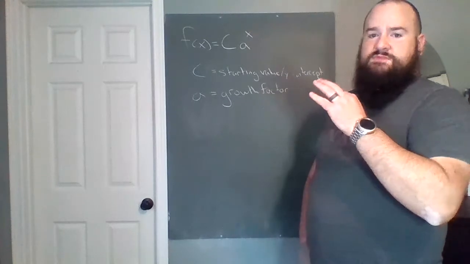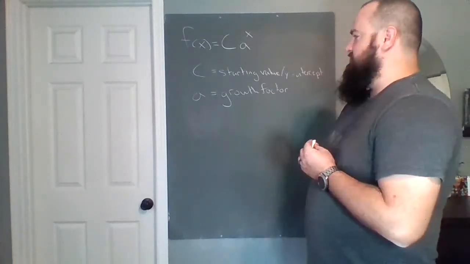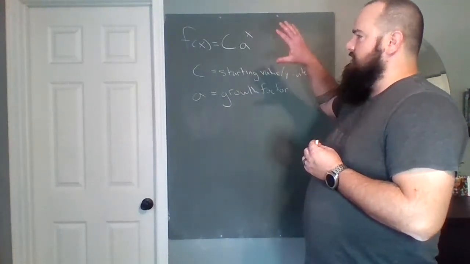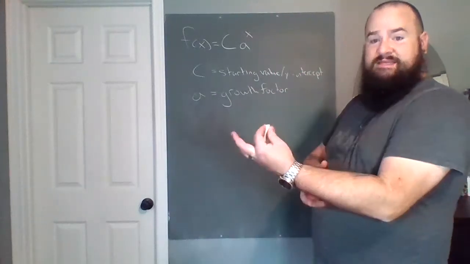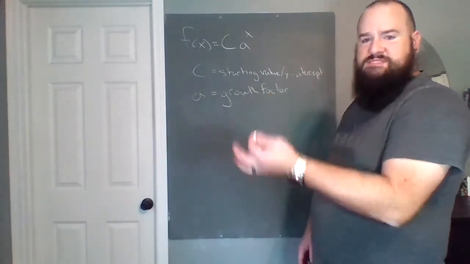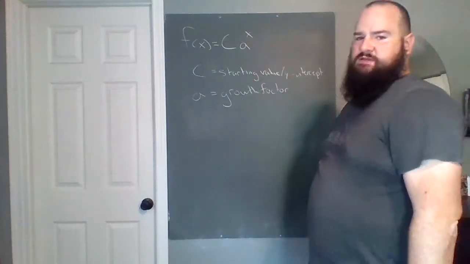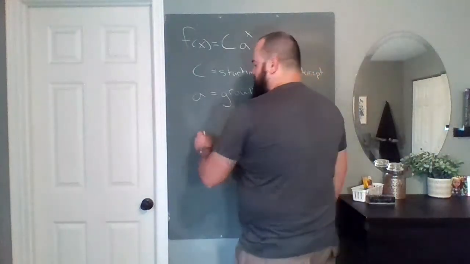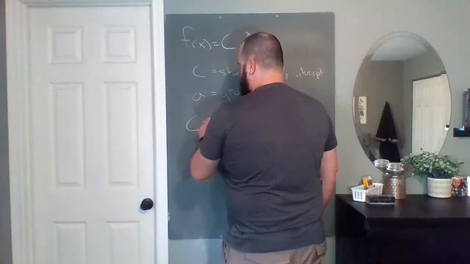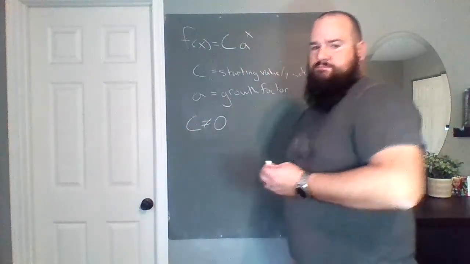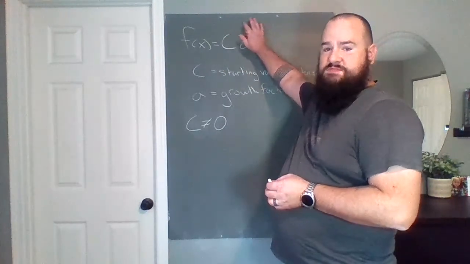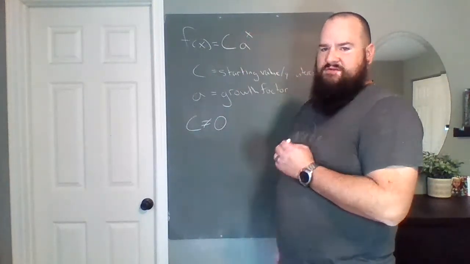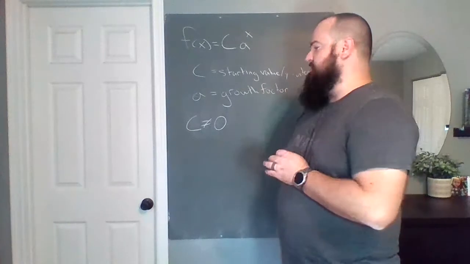Now, there's some conditions we have on these functions. Similar to polynomials and things like that. With a polynomial, we said that leading term, that leading coefficient, couldn't be 0. We have some similarities here. One of our conditions is that c cannot be 0. If c is 0, we get 0 times a to the x, which just makes everything 0. The function is a constant function 0, that's not an exponential function.